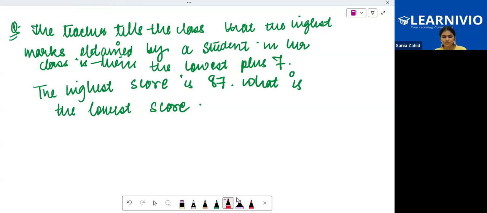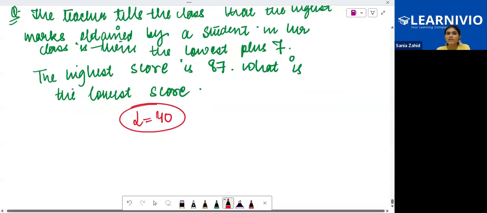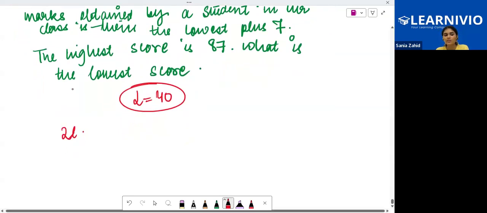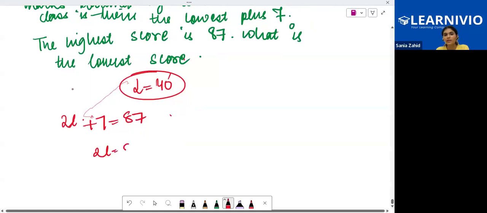Okay, Razan, you? L is equal to 40. Same. Okay, so it's given the teacher tells the class that the highest, let's consider the lowest marks is L. Okay, you took L. So the highest marks is twice the lowest marks, so twice the lowest marks will be 2L plus 7. Plus 7 is the highest score, and the highest score is 87. So now 2L will be equal to 80 and then L will be equal to 40. Correct? Good.